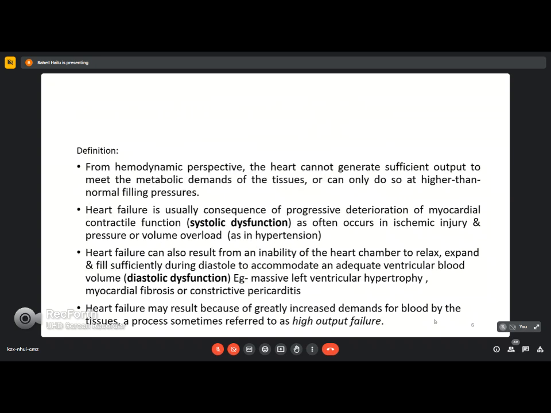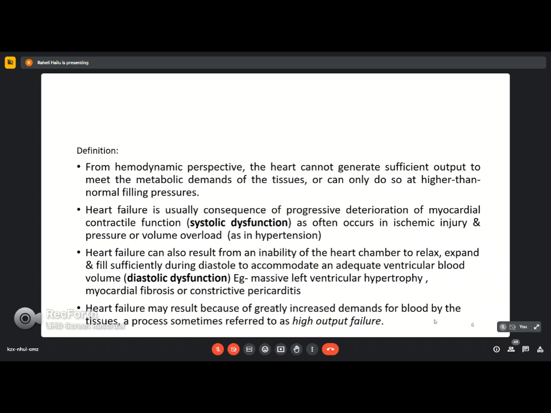So heart failure is usually a consequence of the deterioration of the myocardial contractile function, which is the systolic dysfunction that can occur in the form of ischemic injury, or in the case of either a pressure or volume overload, or its inability to expand and fill sufficiently, which is called diastolic dysfunction, like in the case of massive left ventricular hypertrophy. Massive hypertrophy can restrict the heart, so diastolic dysfunction results.